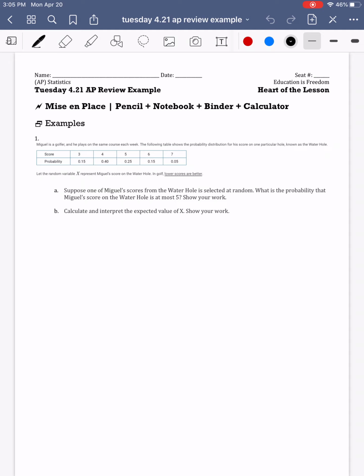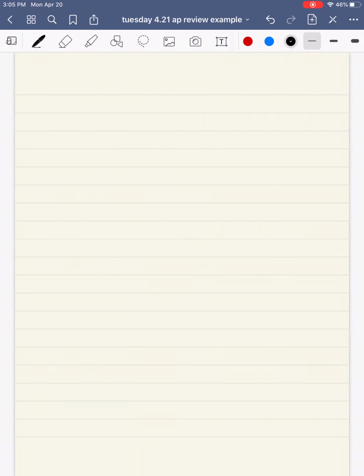Show your work. Okay, so looking at this problem here, we need to figure out what type of random variable x is. In order to do that, we need to examine the information that's given to us. So it's going to be beneficial to know what type of information will be given with each type of random variable. So let's just take note of that. Let's label this in our notebooks as random variables.